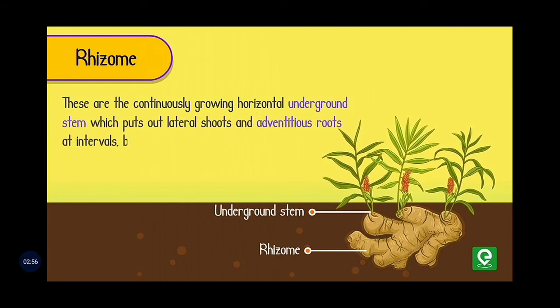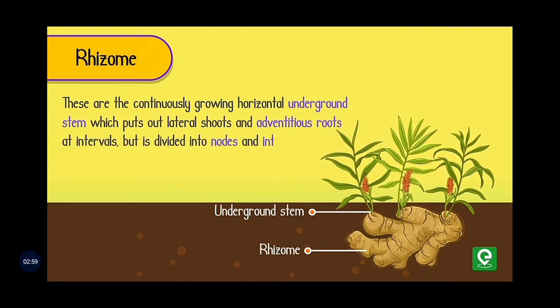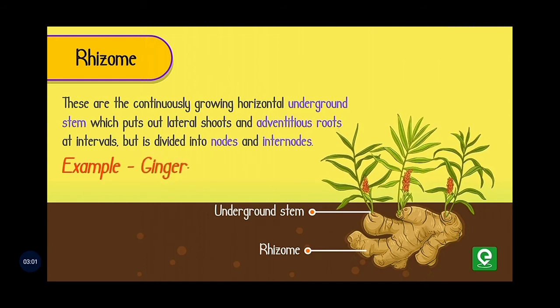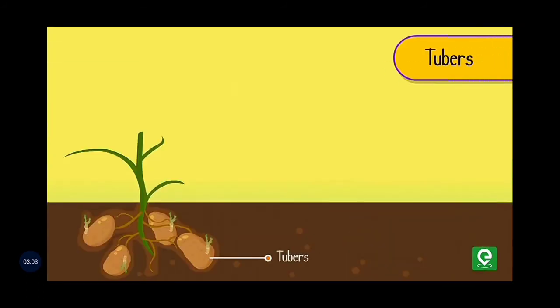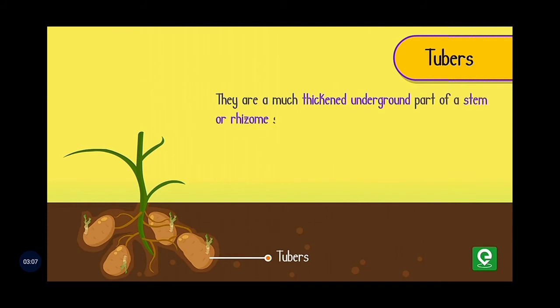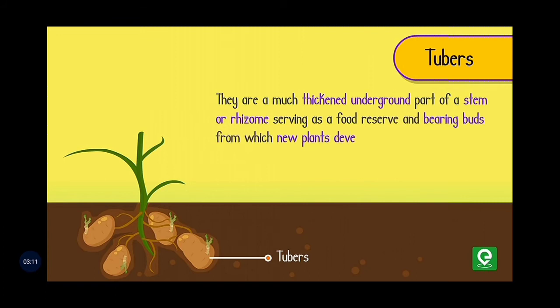Rhizome. These are continuously growing horizontal underground stems which put out lateral shoots and adventitious roots at intervals, and are divided into nodes and internodes. Example: ginger. Tubers. They are a much thickened underground part of a stem or rhizome, serving as a food reserve and bearing buds from which new plants develop.